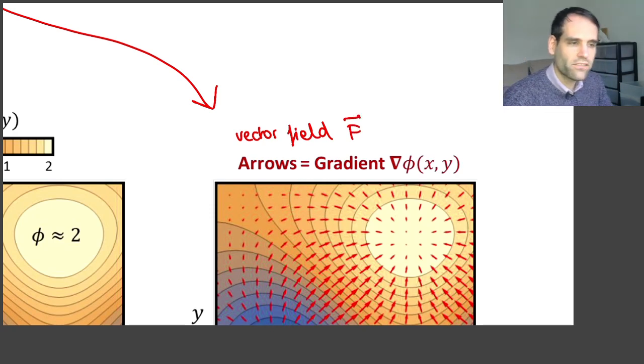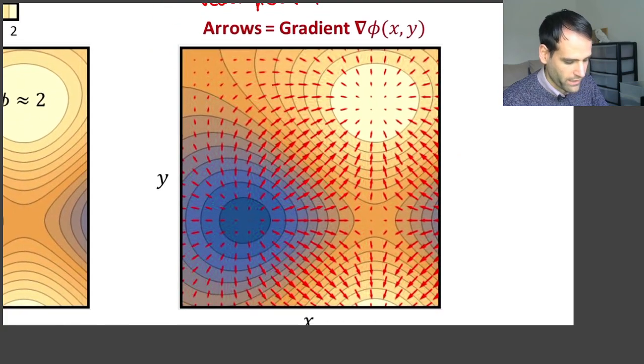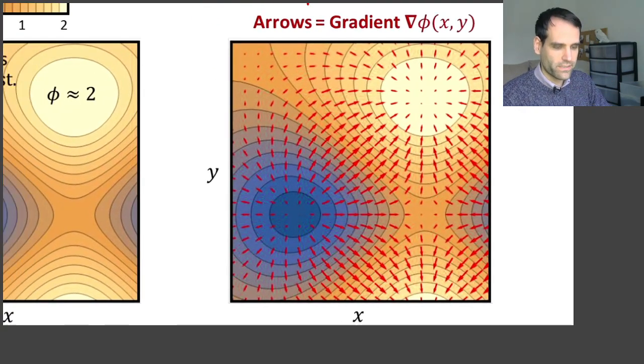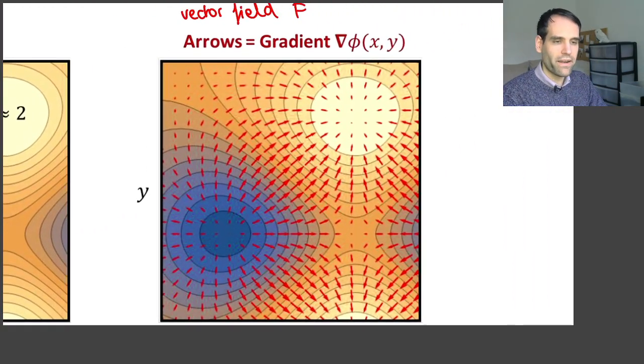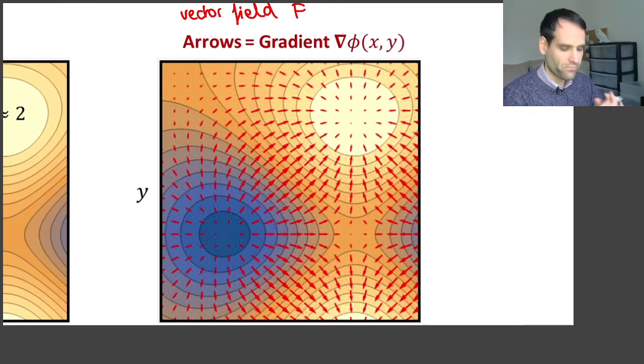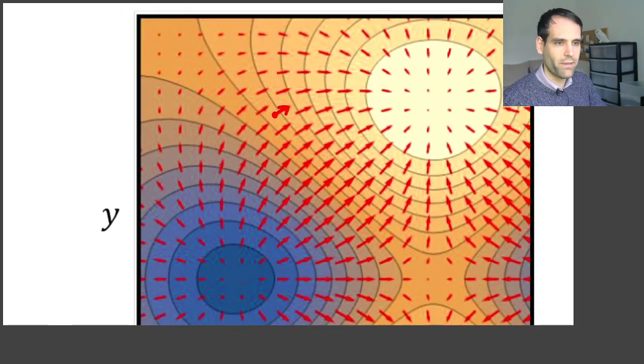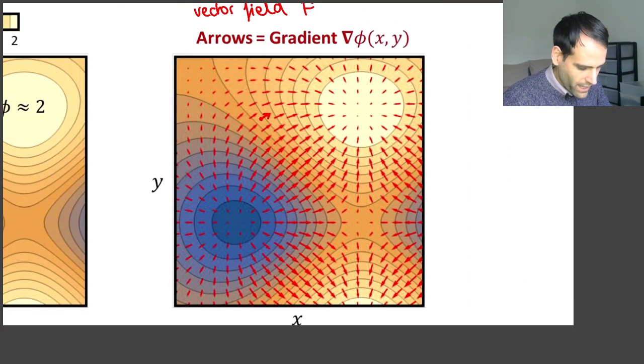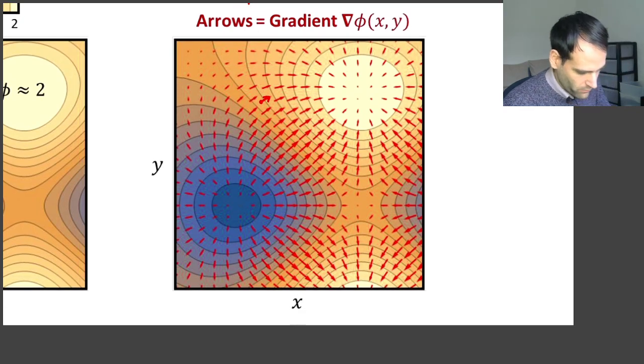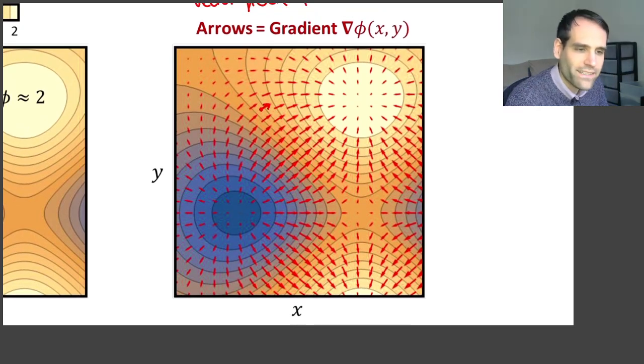And I'm plotting this vector field using red arrows. But I am actually plotting the red arrows on top of the scalar field so that you can compare both fields at the same time. So you can see that at each point x and y, you have an arrow, as expected for a vector field. And how does the vector field look like? Well, it looks pretty interesting, right?